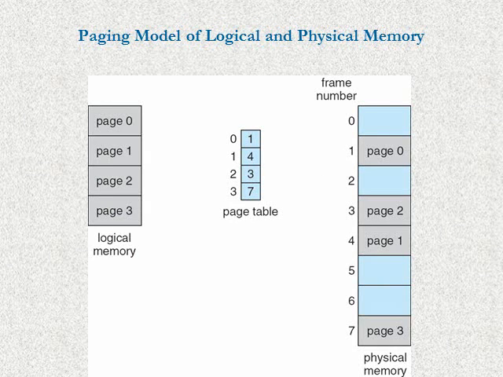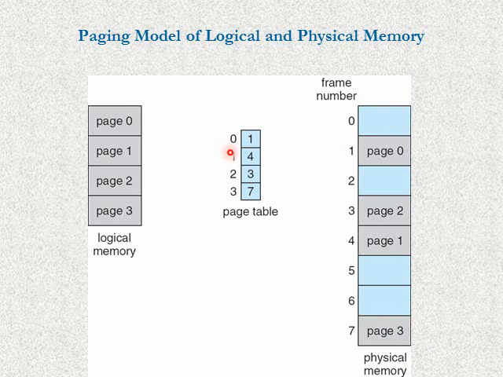Now over here we have a conceptual model of this logical and physical address mapping. You can see that we have a process that is divided into 4 pages, and to reflect these 4 pages we use 2 bits. Over here we have a page table where these pages are mapped onto some frames, and these frames are present in the physical memory, in the main memory.